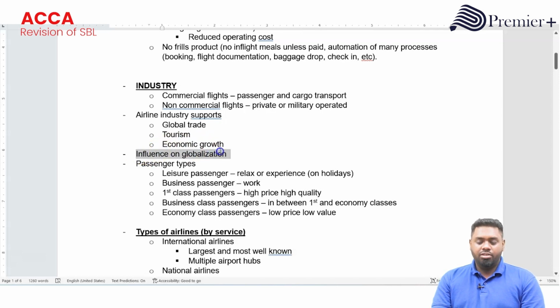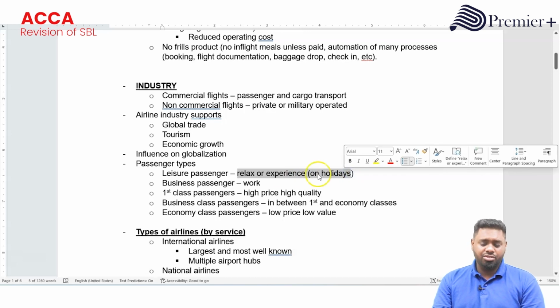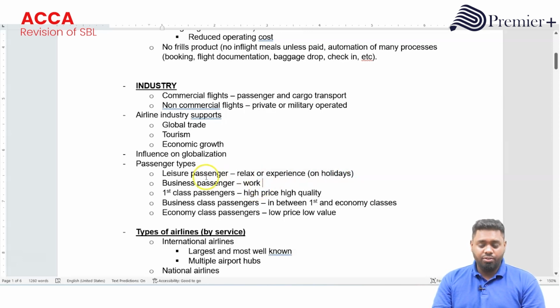Well, on top of this, there's a high influence on globalization. One is due to the trade bloc facilitating international trade. Next, passenger types. There can be passengers based on purpose: passengers who travel for leisure, that is basically to relax, or for experience. Typically, on their holidays, they start traveling for leisure. And there can be passengers who travel for work related purposes. We call that business passenger.